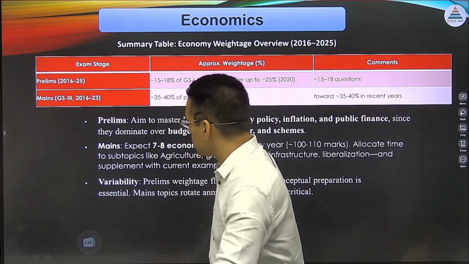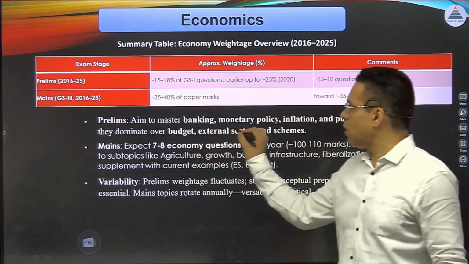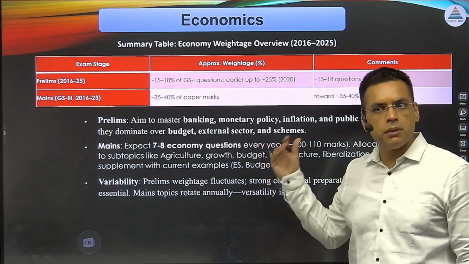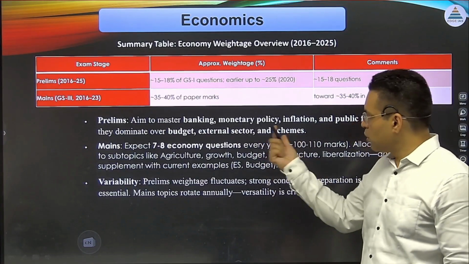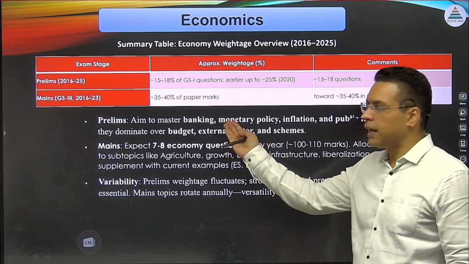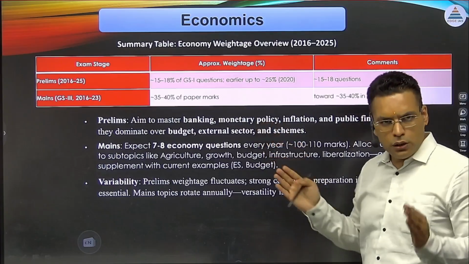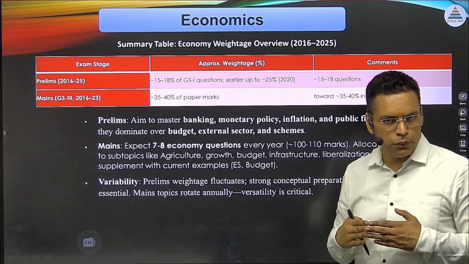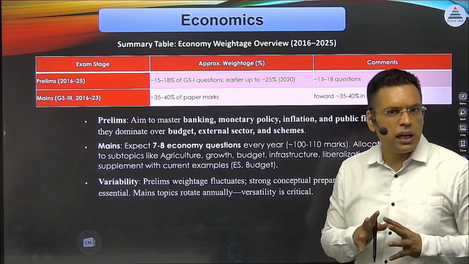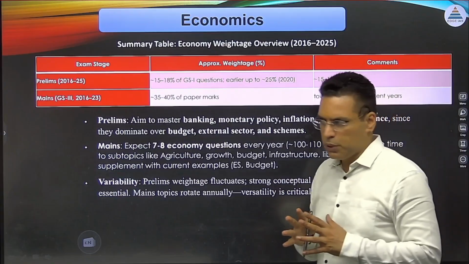Then in prelims the aim is to master concepts. Prelims is about conceptual understanding. Every concept. Most of the questions you get in the prelims is in the area of banking, monetary policy. जो topics आएंगे, I'll also tell the relevance of those topics as the topic will come. So a judicious judgment has to be made if I'm preparing for the examination.